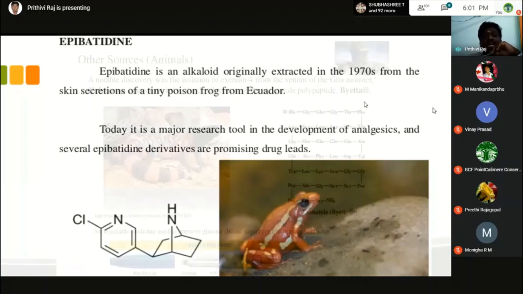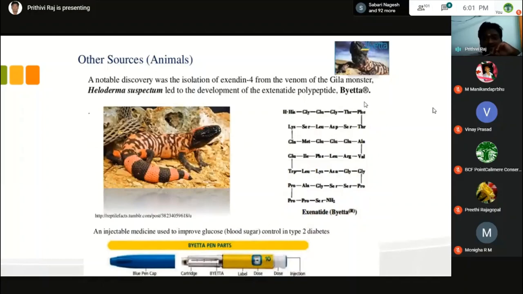So what are the other sources from animals? There is a notable discovery for insulin. Our fathers are using some insulin, right? If the blood sugar is high, they are using some injectable medicines to improve the glucose, the blood sugar level in type 2 patients. So in these cases we are using some insulin liquids. These products are coming from these animals, exenatide.